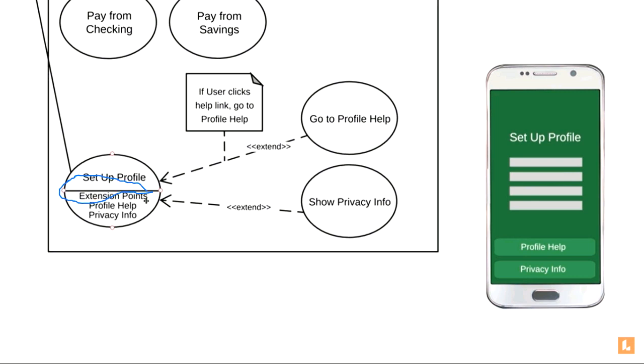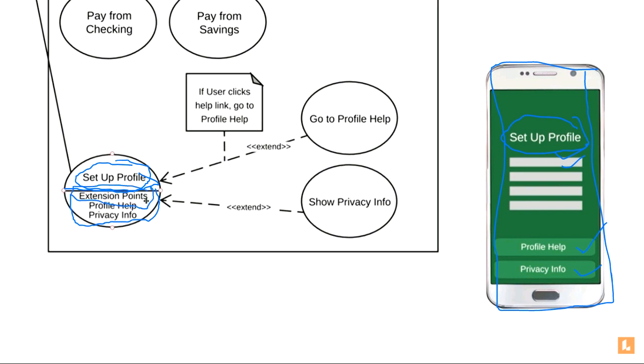Now one last thing in this topic is extension points. Normally, how are you writing use cases? You are writing a circle, and in that circle you are writing the use case name. There is one more format, a circle separated by a line. In the upper part you write the name of the use case, that is setup profile. Below this line you will write the extension points. So this is my mobile application, and this is my use case setup profile. When I'm setting up a profile, I can have two more options, either profile help or privacy info. So this extension point is just a representation for this extend.